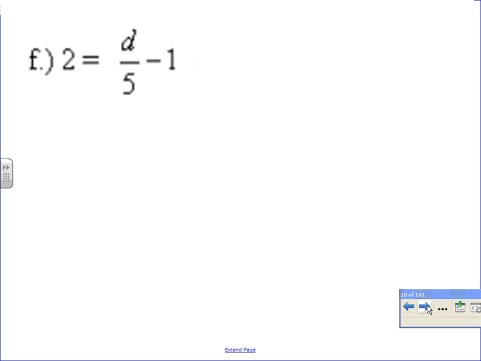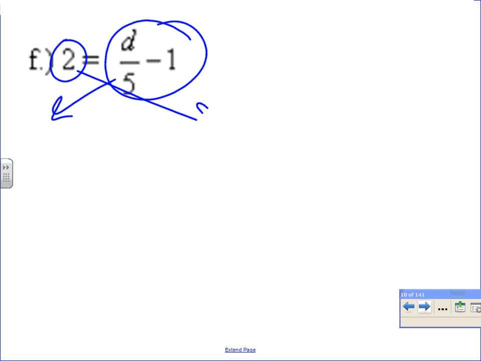Okay, let's do letter F together. Zach, what's wrong? Pencil? All right. Okay, so what's different about letter F? What's different, Annalise? Well, I wouldn't call it the answer because remember, they're equivalent. It's not necessarily the answer, but what's on the right-hand side that hasn't been so far? Good, the variable. So I'm going to circle this. We're going to move the variable expression to the left. We're going to move the 2 to the right so that we have D over 5 minus 1 equals 2.